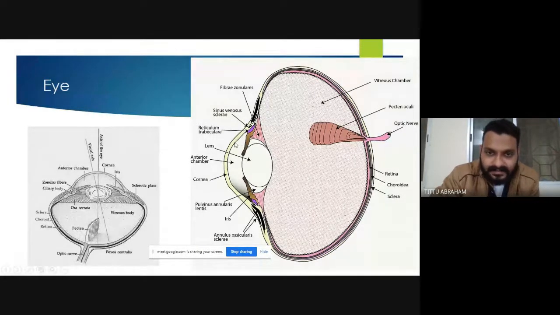The front part is the cornea, and below that area you can see the anterior chamber. Then you can see the lens. You can see the retina, the last portion, that pink colored portion. And this pecten oculi is actually for the nutrition of the eye. Then this brown color thing is called the iris.